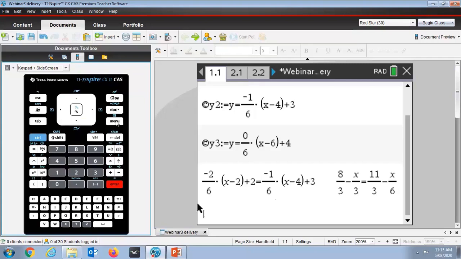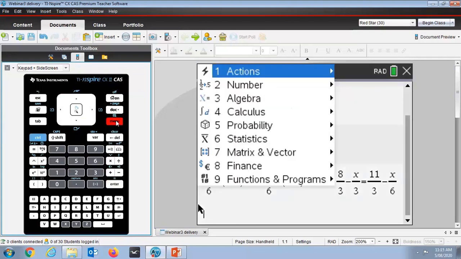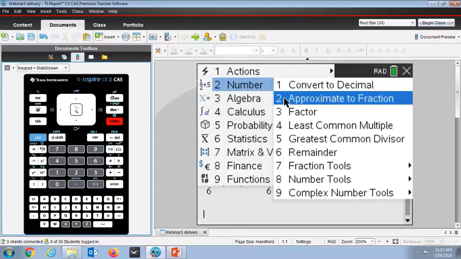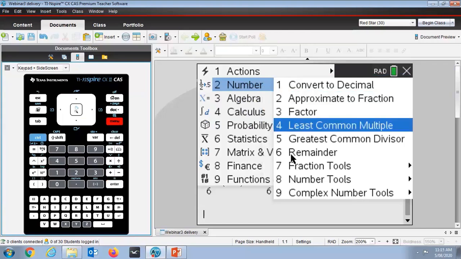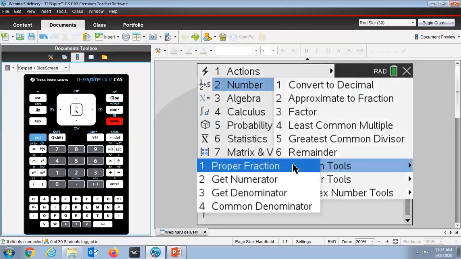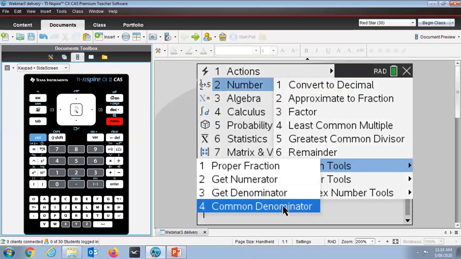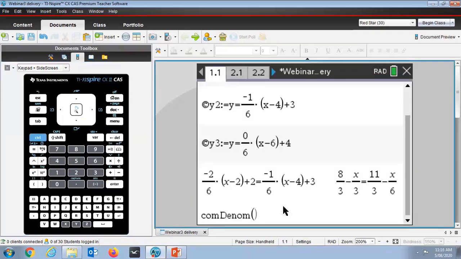So if you go to Menu and go to Number, scroll down here to Fraction Tools, you see that we have Common Denominator. And that's also a command you can look up in the dictionary, but it's handy to see that. Common Denominator. And in there, I want to put all of the line that we have above.